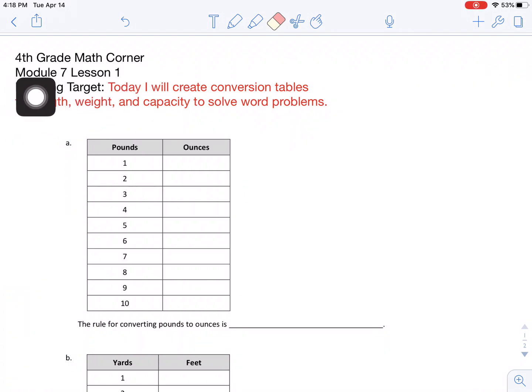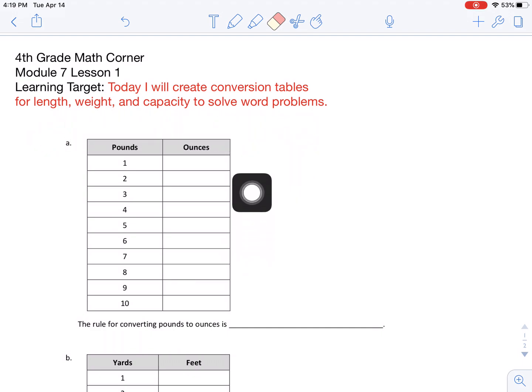This video is for Module 7, Lesson 1. This is the first lesson in a new unit. The new unit is on measurements, so it's exploring measurement with multiplication. Our learning target is: today I will create conversion tables for length, weight, and capacity to solve word problems.